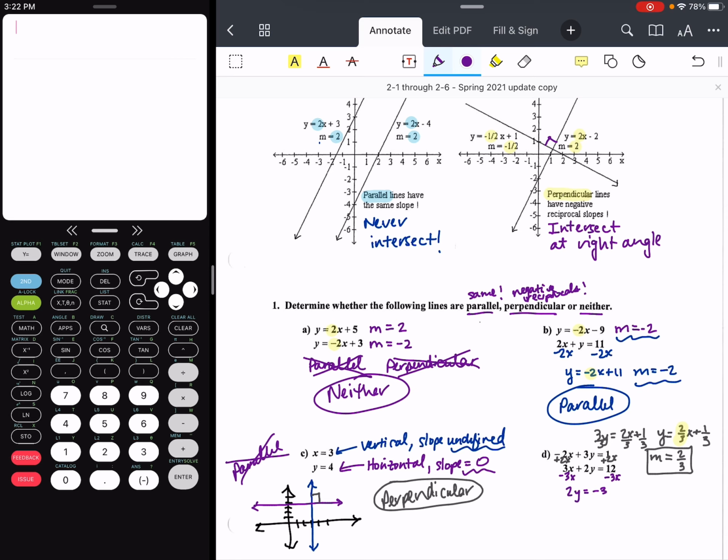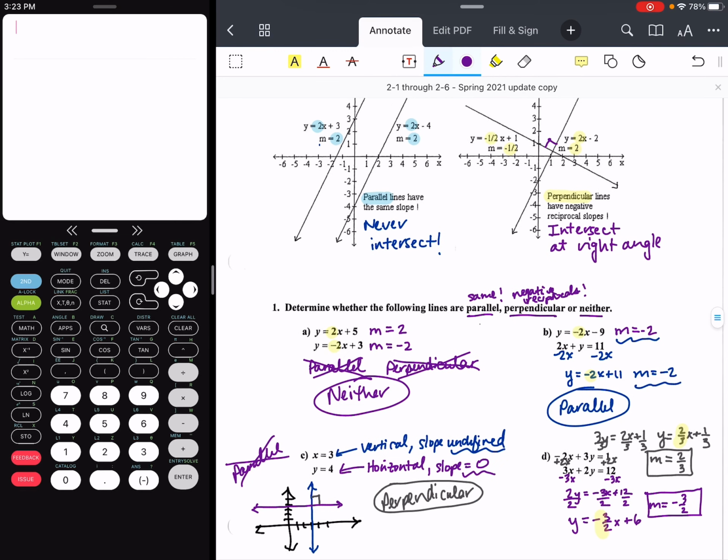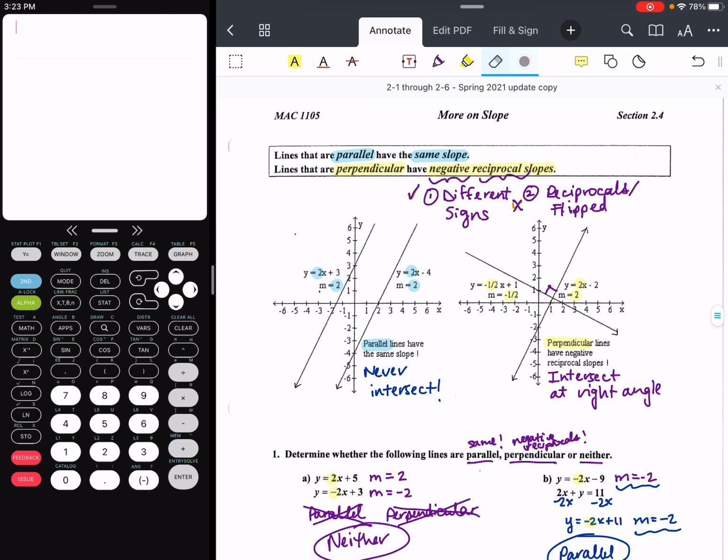And for my second equation, subtract 3x from both sides. 2y equals -3x plus 12. Divide all the way across by 2. I get y equals -3/2 x plus 6. I see the coefficient of x is -3/2, so that's my slope. So slope equals -3/2. So positive 2/3 versus -3/2. These definitely aren't identical, so I know I don't have parallel lines, but I might have perpendicular. So let's check for both of these.